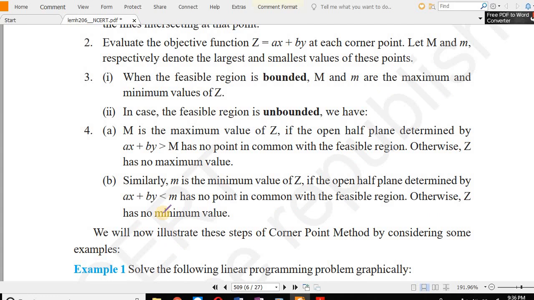For minimum, the condition is similar. Little m is the minimum value of the objective function if the open half plane determined by ax plus by less than little m has no point in common with the feasible region. Otherwise, Z has no minimum value. So we may consider some examples.